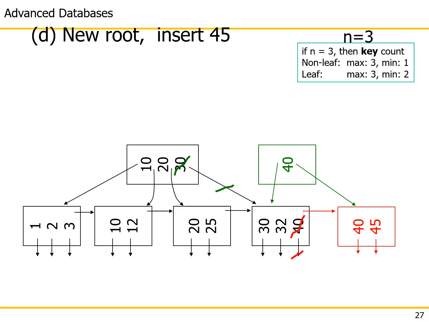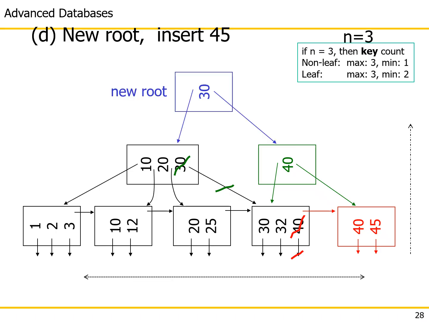I have two roots now. So this doesn't work. So I'm going to create a new root. And this is my new root now. The new root will point to the node that has 10 and 20, and it will point to the 40 node, and the one in green. And what value will go in the new root? It's the smallest value in the right subtree. So you go right, all the way left, you'll find 30, you put it up there.